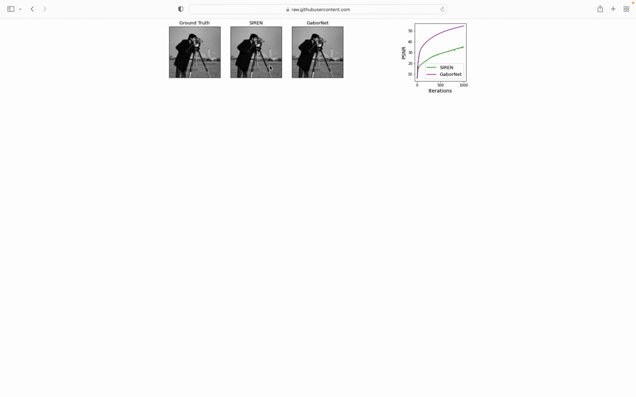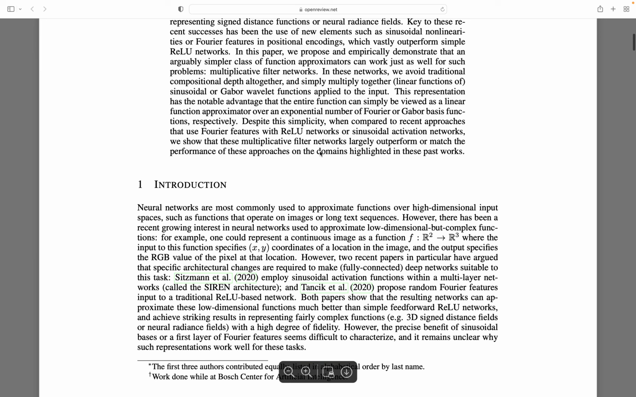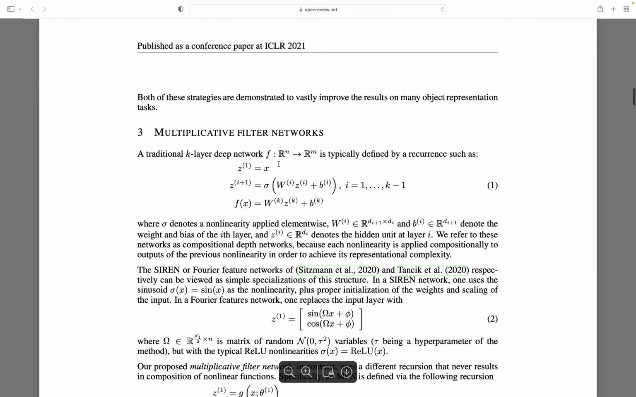Although Siren was a very nice paper with very good results, you can see that GaborNet converges much faster and gives much better results than the Siren paper. So in this video, we are going to re-implement Siren and also implement GaborNet and produce this figure.